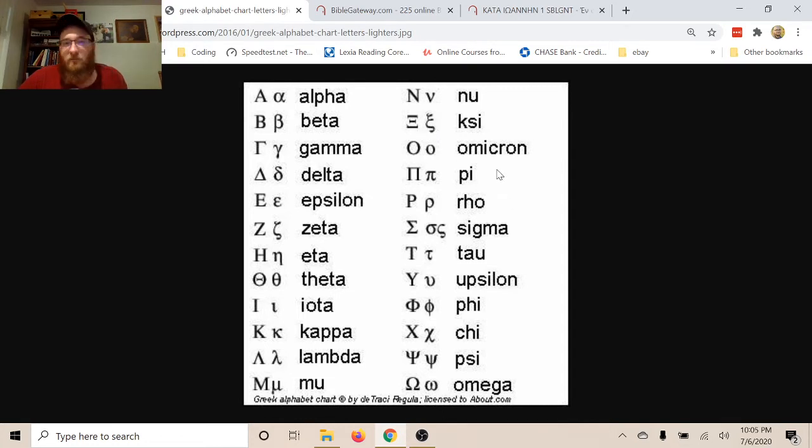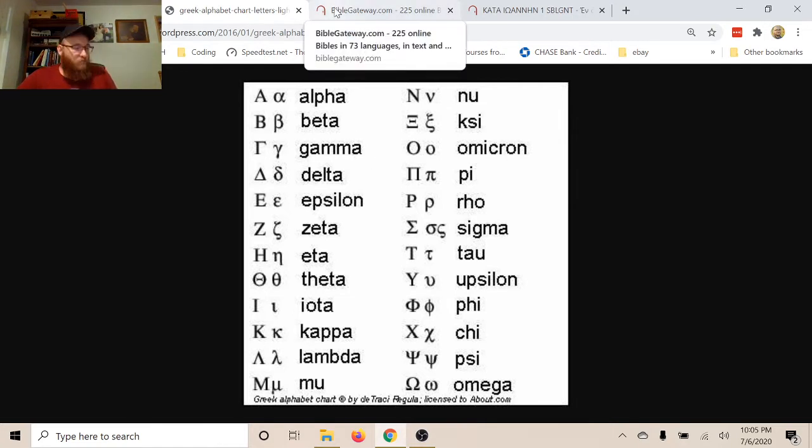All right, and then we've got omicron, pi. It looks like the pi symbol, it should be pi, but he keeps pronouncing it pi. So it's pi, rho, sigma, tau, upsilon, phi, chi, psi, omega. Whew. I'm writing all these out. Big fun. I gotta memorize these by tomorrow.